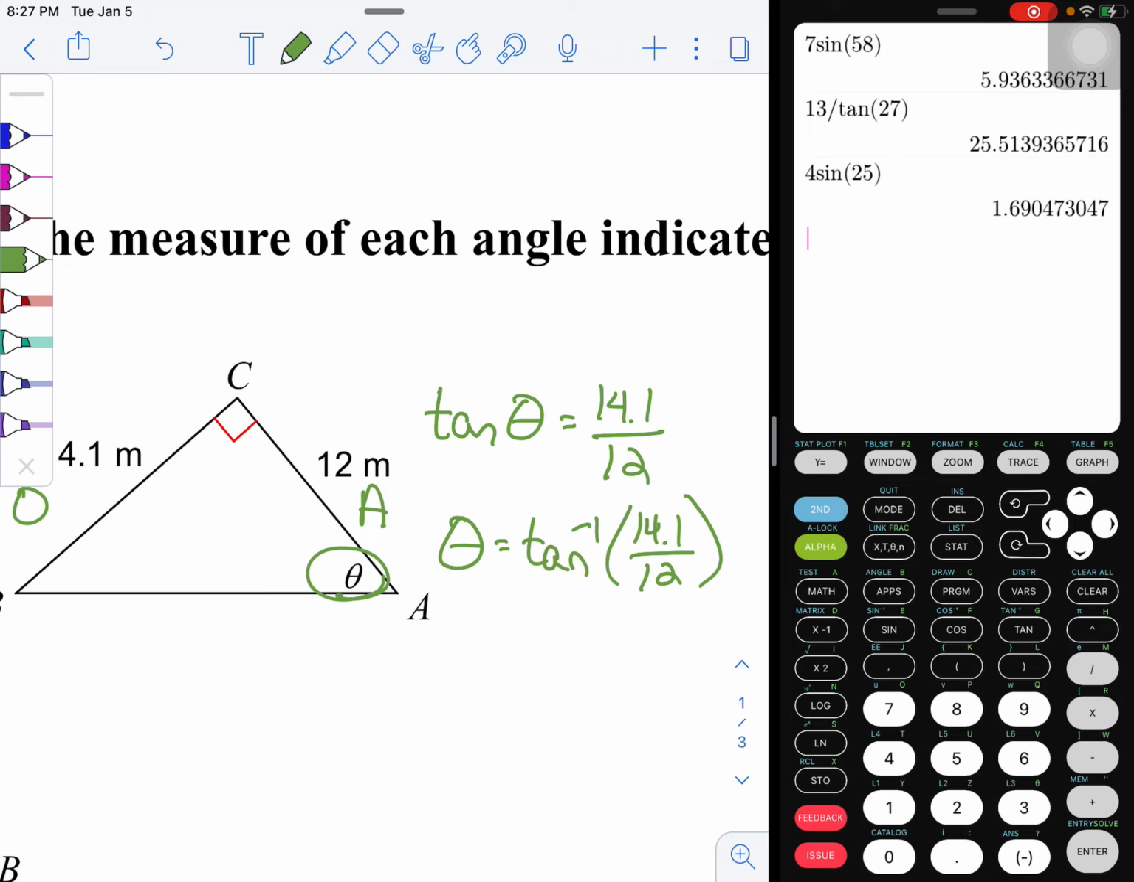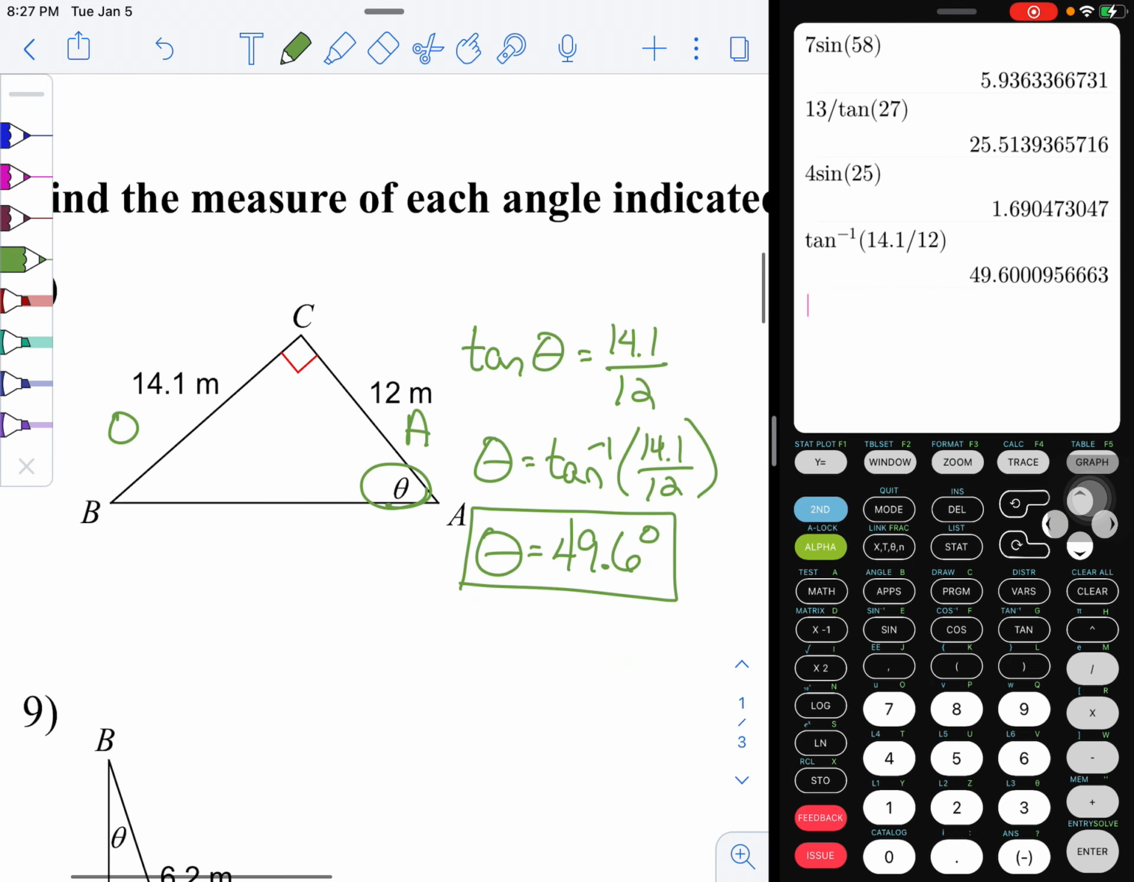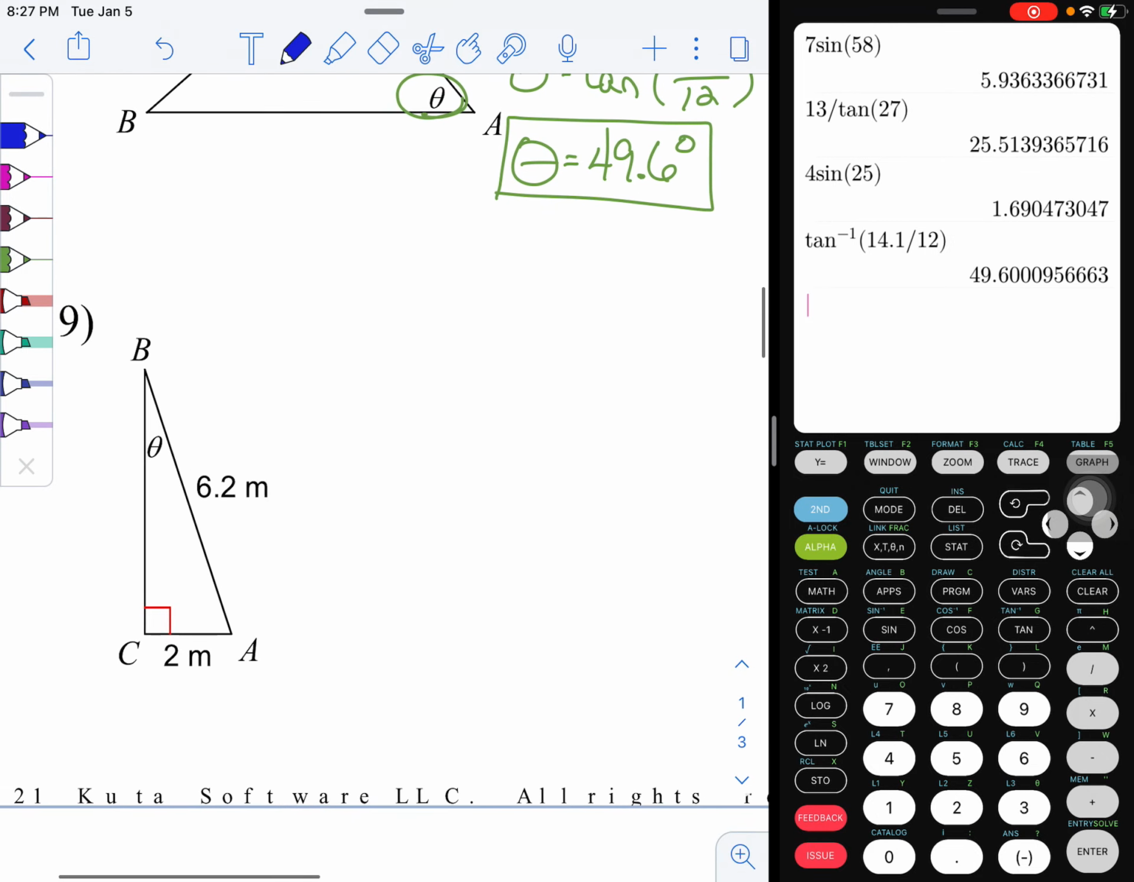There we go. Remember to get inverse tangent, you want to grab the tangent that has a little -1 attached to it. So it's going to be second tangent. And then I'm going to do 14.1 divided by 12, close that parentheses, hit enter. And I'm going to get theta is equal to 49.6 degrees because we are talking about an angle measure here. Okay, so make sure your angles are identified as degrees.